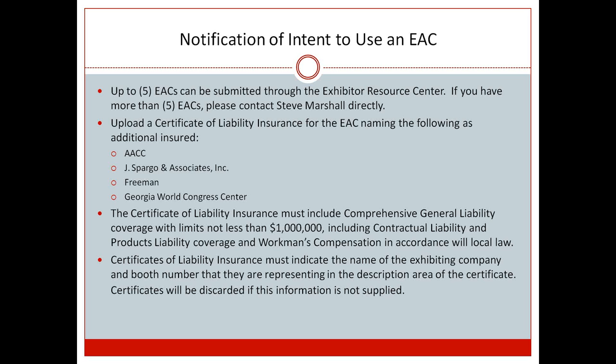When you're filling out your EACs, up to 5 of them can be submitted through the Exhibitor Resource Center. When you submit your certificate of liability insurance, it must name the following as additional insured: AACC, J. Spargo and Associates, Freeman, and the Georgia World Congress Center. Without those 4 listed, your certificate would not be approved, and I'll send you a notice that your insurance was denied, and I'll need the form redone to include these 4 companies.